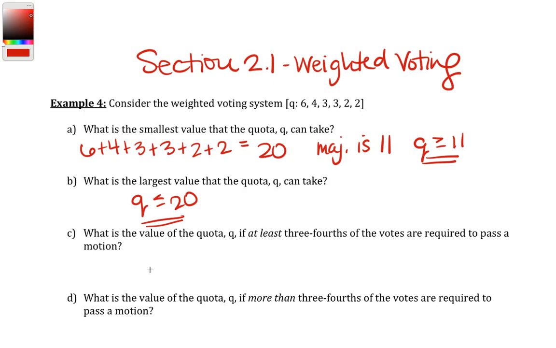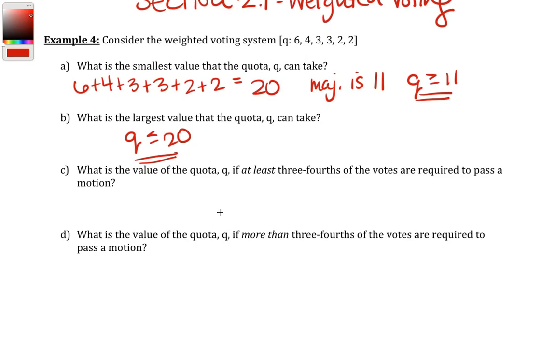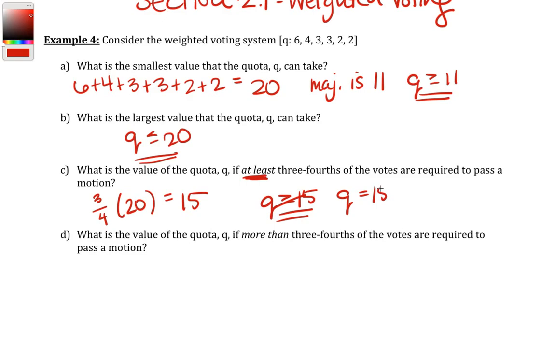Part C, what is the value of the quota if at least 3/4 of the votes are required to pass a motion? All right. So 3/4 of 20, of means that we multiply, and that gives us 15. So at least 3/4 means that it would be okay for Q to be exactly 15. So we could actually just write Q is equal to 15 because they're asking what is the exact value of the quota in this case.